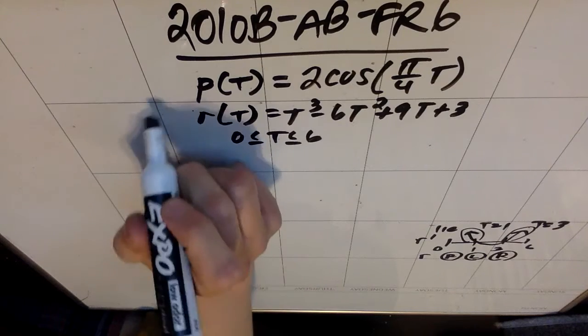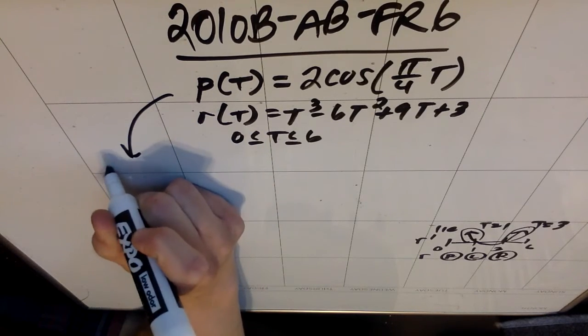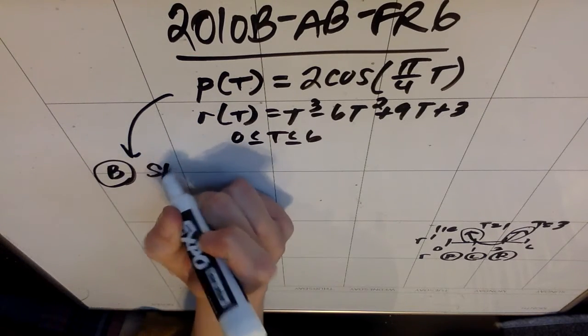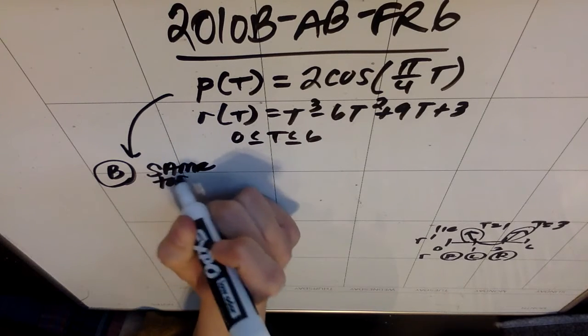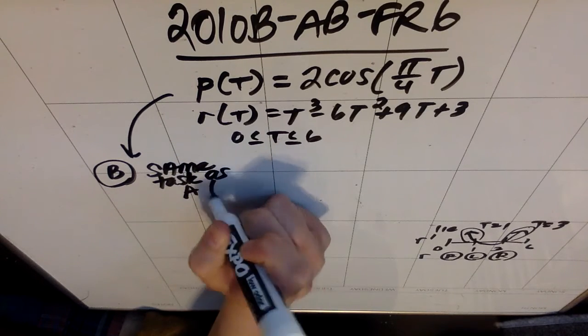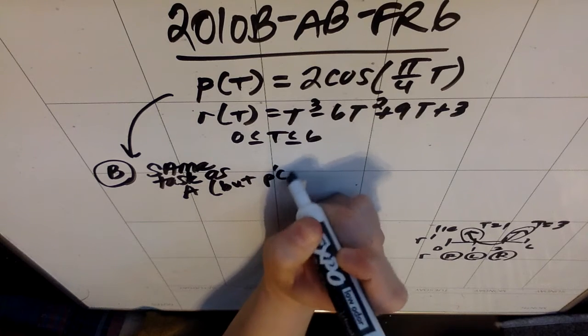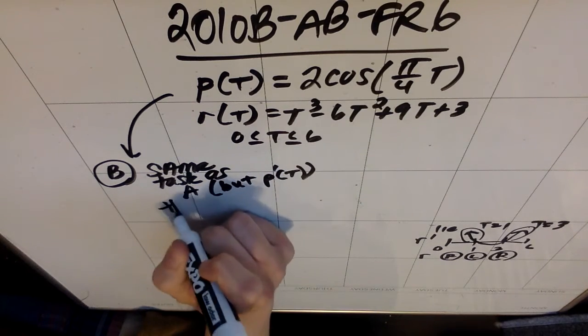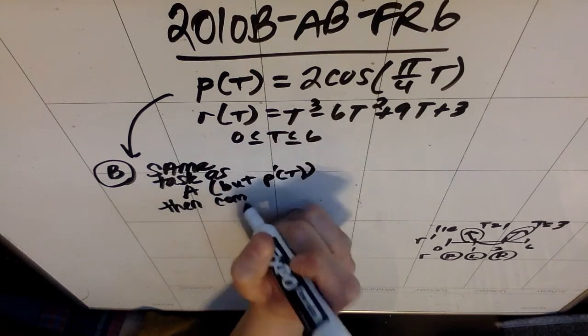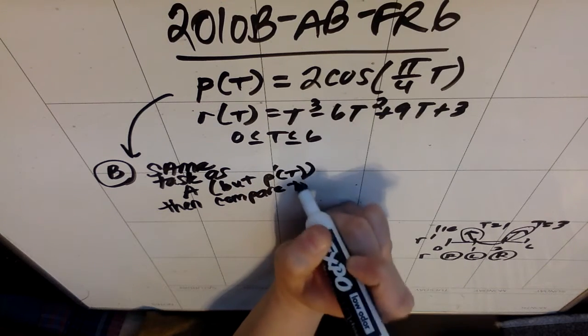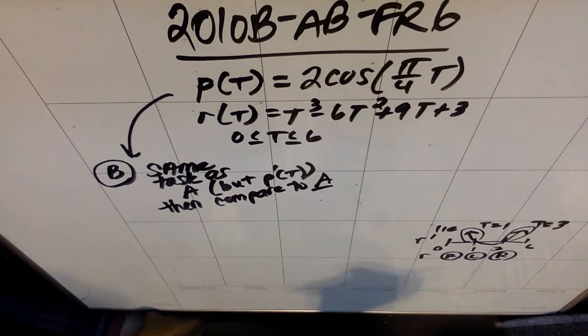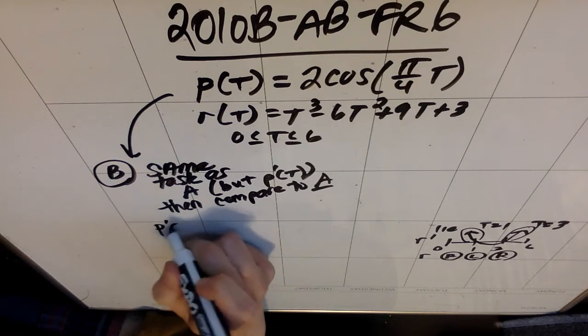But let's do the same stuff for P. So for part B, we're basically going to do the same task as A, but with P prime of t, right? Not R prime of t, and then compare to that A that we did, right? Compare to that sign chart that we had from A. So P prime of t, right?